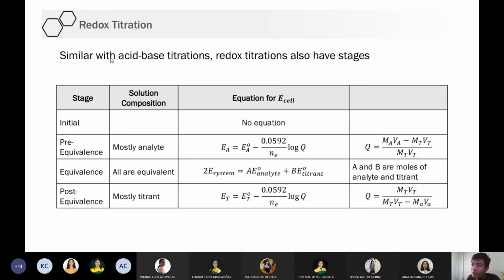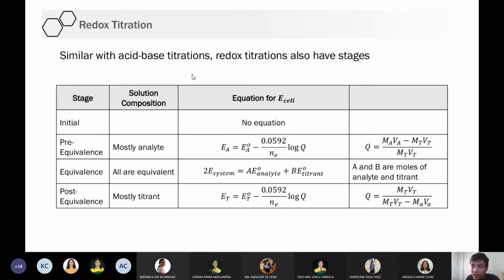And to solve for the E cell, di ba, sa acid-base titration, may ginawa ako, may table doon, andoon na yung equations to solve for pH. Ganon din dito. Okay? So for redox titration, there are equations for each stage. Let me explain bakit sa initial wala. Kasi ang sagot doon, walang redox reaction. Kaya no equation tayo doon.